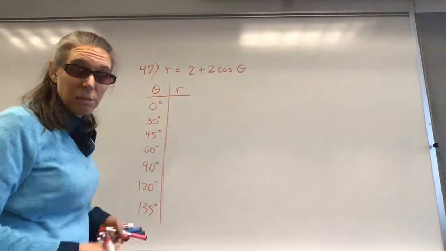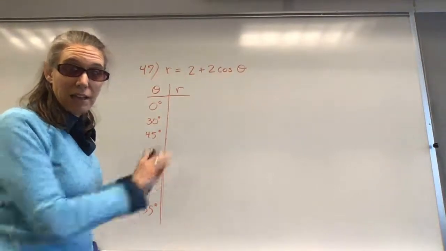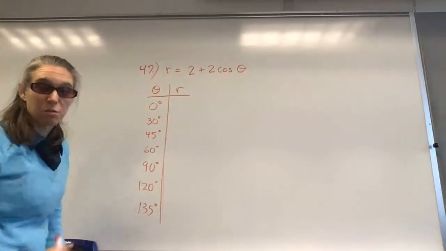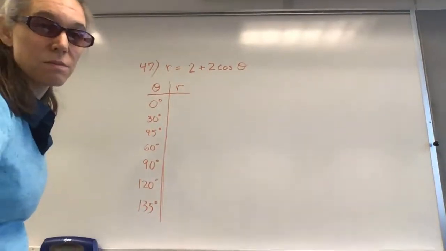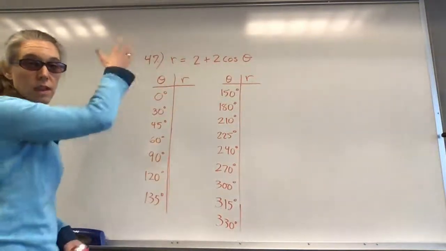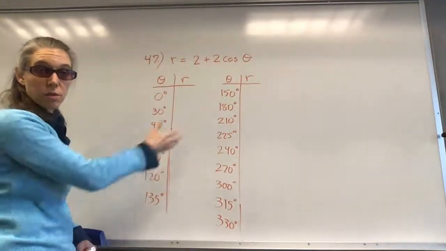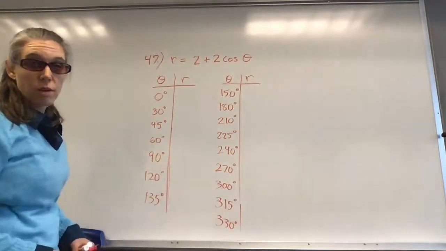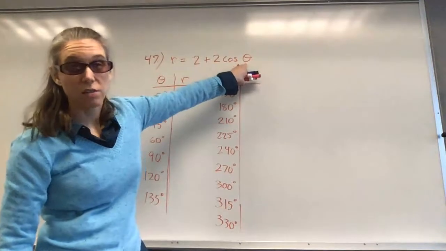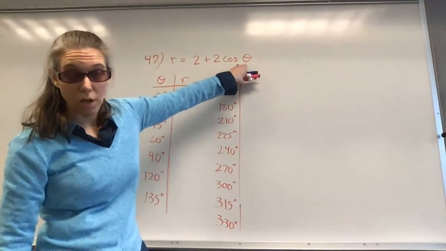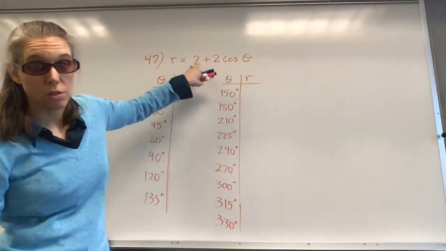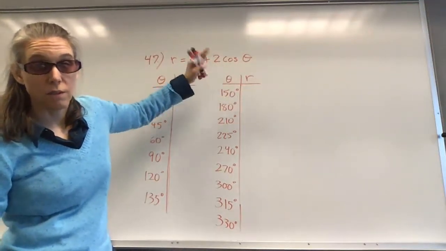So I've started the table right here, and then I'm going to continue by adding a second copy of the table because you see I've run out of room when I got to 135 degrees. So next I want to fill in the r side. The theta side is filled in with all the values from the unit circle. So when I replace 0 degrees here for theta, the cosine of 0 is 1. 1 times 2 plus 2 is going to be 4.